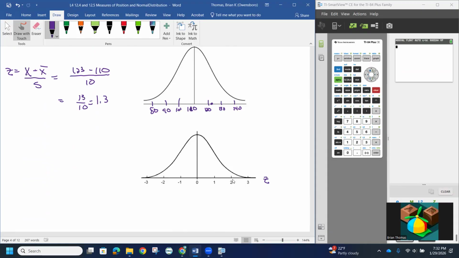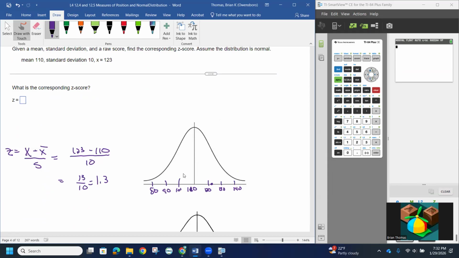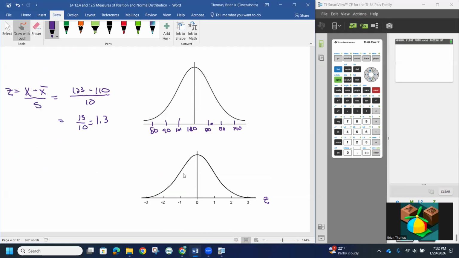So notice that if we go out past two standard deviations, it's an unusual event. Since we're not out past two, this is not considered an unusual event. But notice how in our other example, I think we got negative 2.5, that was considered an unusual event.